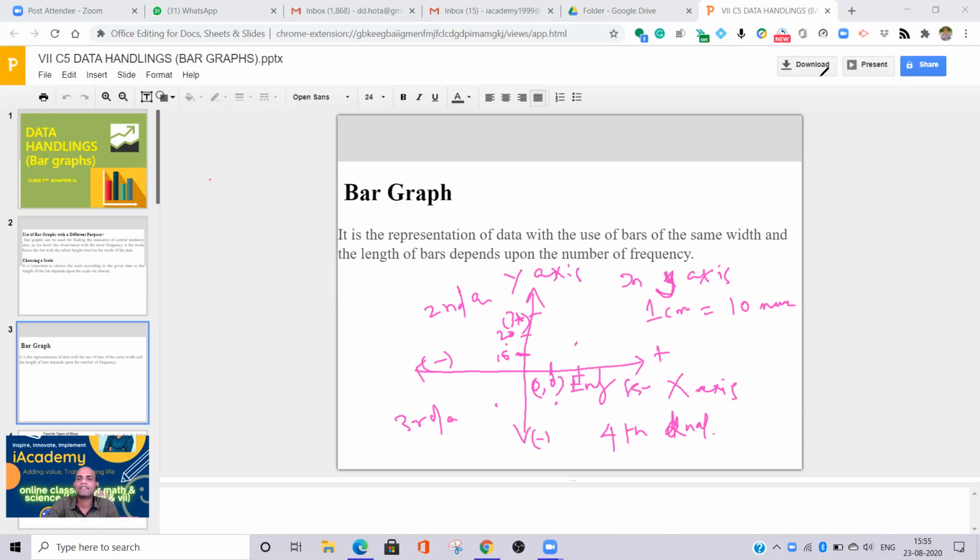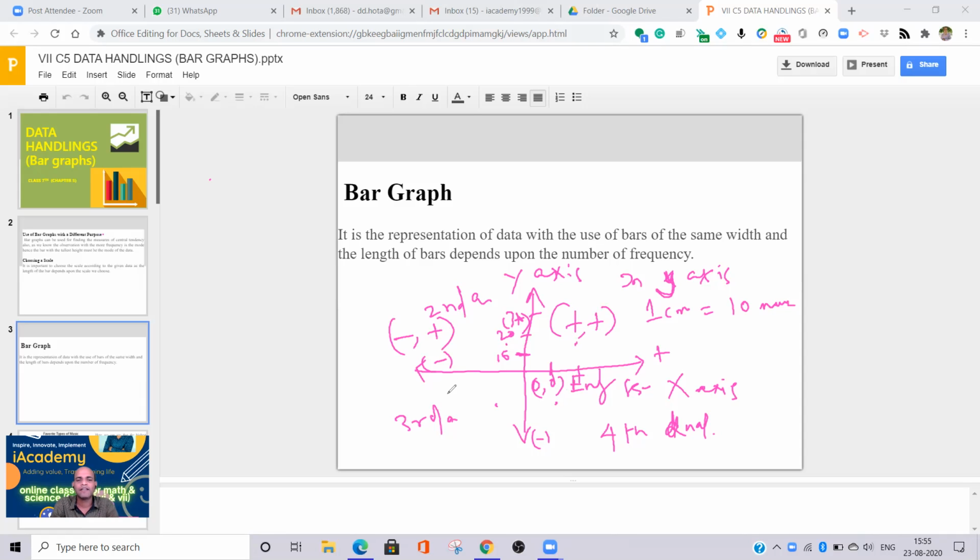Great. So this is how we do it: this is plus, plus. The value of x is plus, y is plus. In the second quadrant, look, x is minus, y is plus. So here it is minus and plus. The value of x is minus, the value of y is plus.